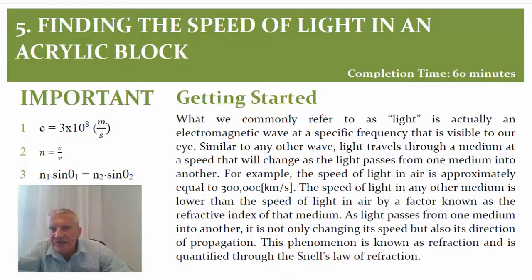So in this lab we are going to use an optical block made out of acrylic, which is a medium in which, obviously, the light is going to reduce its speed. We want to use Snell's law of refraction and the phenomenon called refraction, or bending, to figure out the index of refraction of the acrylic the block is made of. And by calculating the index of refraction of acrylic, we will be able to calculate the speed of light in acrylic, and that's going to be the goal of this lab.